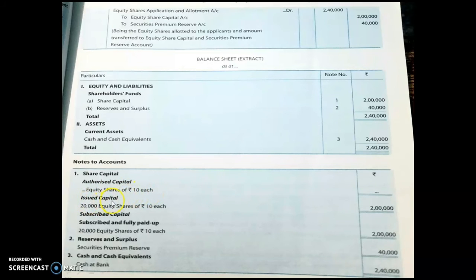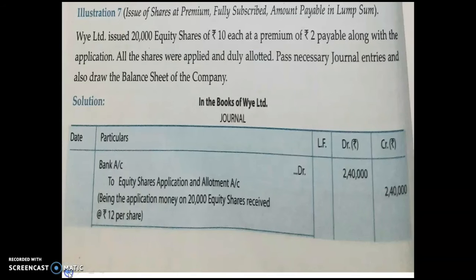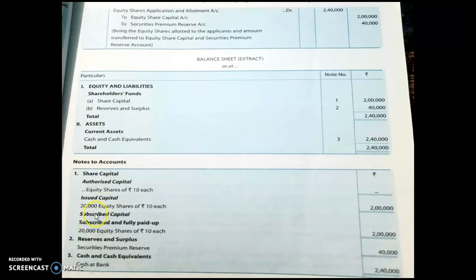Then issued capital: how many shares are you issuing to the public? It's 20,000 shares. So you have to mention over here 20,000 equity shares of 10 each, that will give you 2 lakh. Now subscribed capital, and under that subscribed and fully paid up. How much was subscribed by the public? The whole amount of 20,000 equity shares were subscribed by the public, and they have also paid up these shares as per the question. So 20,000 into 10, that will give you 2 lakh, that you have to mention over here.